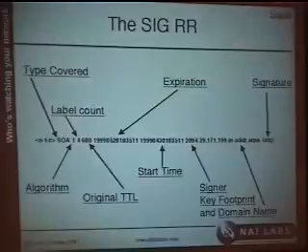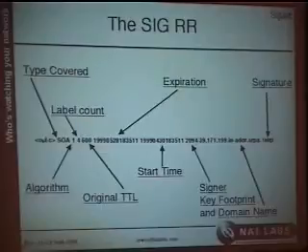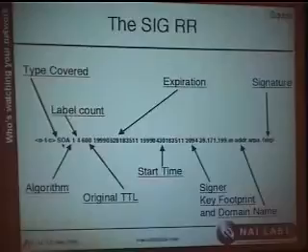The signature record is the most complicated of the records. It starts out with the owner, type, and class here, which I did omit this time. And then the next thing you see is another type field, and that's the type that's covered. For example, this is showing a signature covering the SOA record.